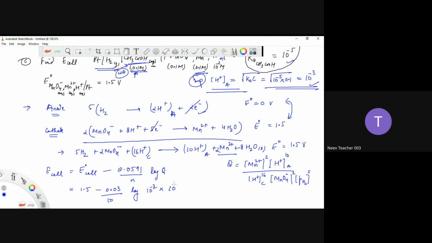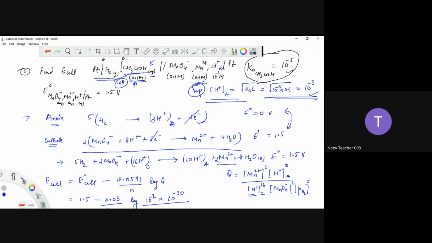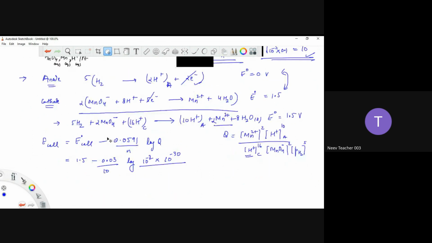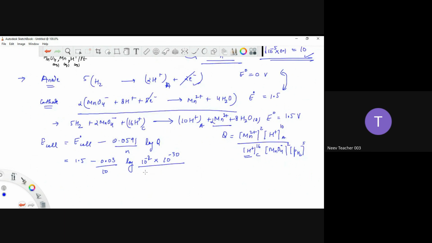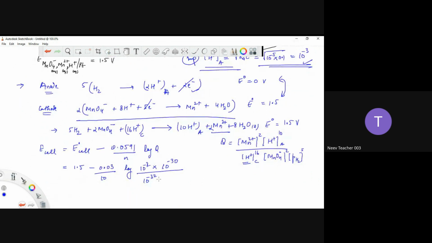Now anodic concentration is 10 to the power minus 3, and that is taken 10 times. So it becomes 10 to the power minus 30, divided by the cathodic concentration. What will be the cathodic concentration? That is totally the H plus concentration, 10 to the power minus 2. Over there is nothing like a weak acid. So 10 to the power minus 2, 16 times, becomes 10 to the power minus 32. And then MnO4 minus concentration is 10 to the power minus 1. Take the square, it becomes 10 to the power minus 2. And the partial pressure is not given to us, so we can take 1 to the power 5.